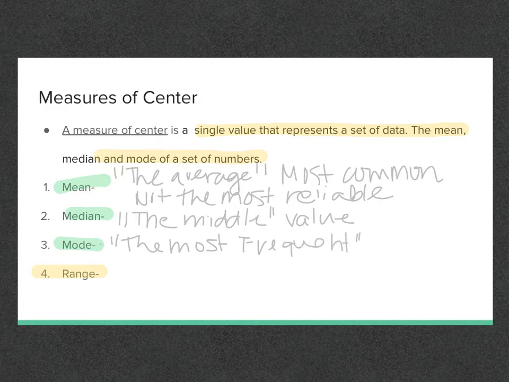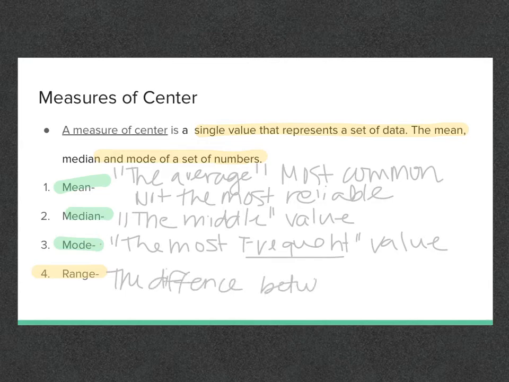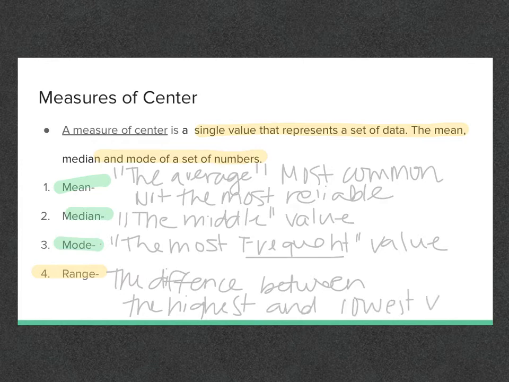So say I have a data set with all of these values, but I have a 5 that happened 4 times and nothing else occurred more than 4 times. That 5 would be my mode. So it's my most frequent value, okay, that happens in our data set. And then you have the range, which is going to be the difference between the highest and lowest value. And we use subtraction to figure that out.